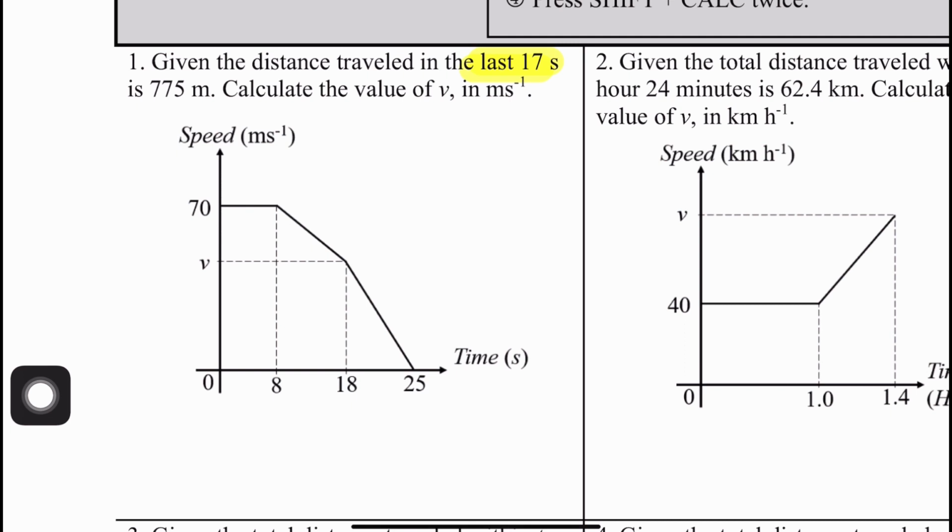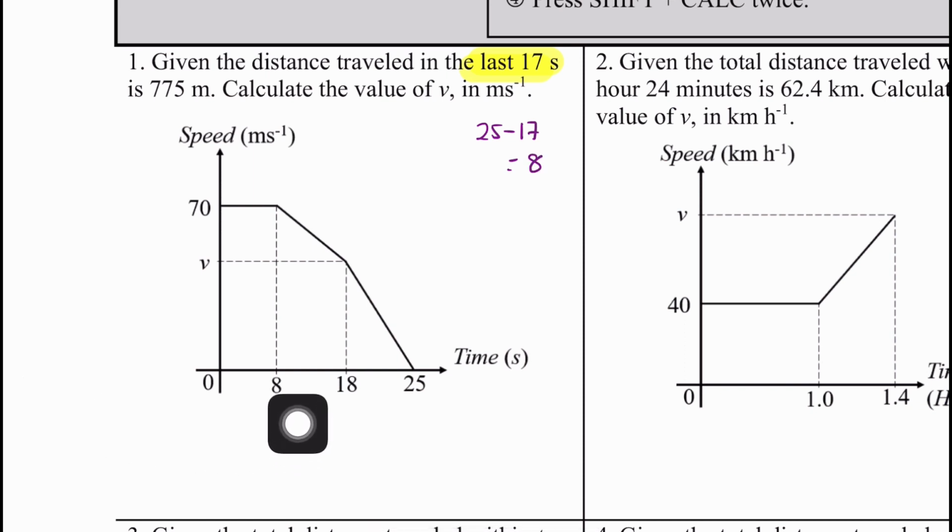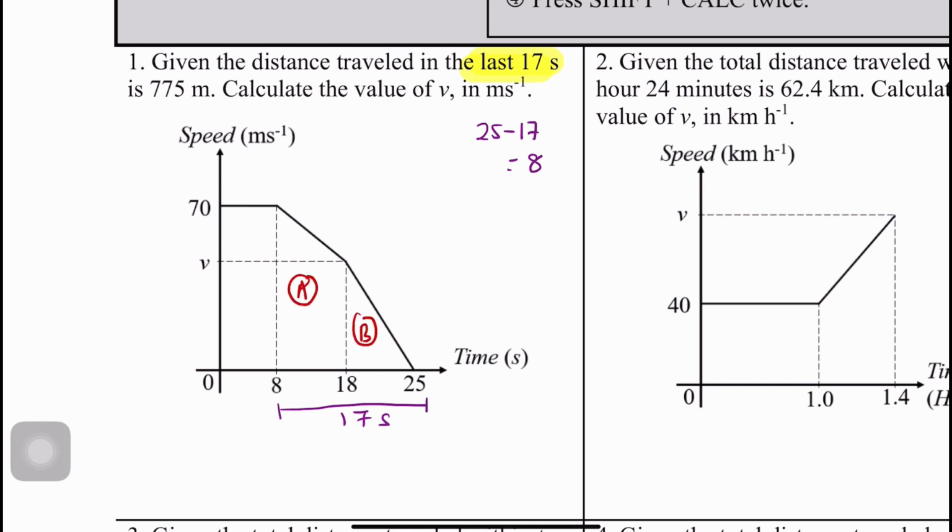So awak ambil, kira 25 minus 17. Dapat berapa? 25 minus 17 dapat 8, betul? So maksud dia kita bermula daripada 8. So from 8 until 25 is actually the last 17 second. So maksud dia kita kena kira luas dua bahagian ni, A and B. So macam mana kita nak buat?